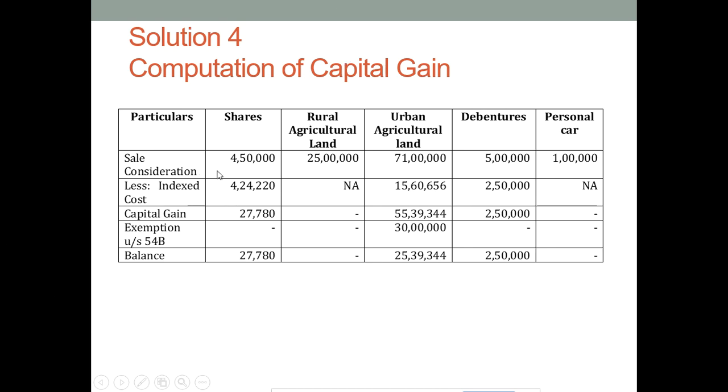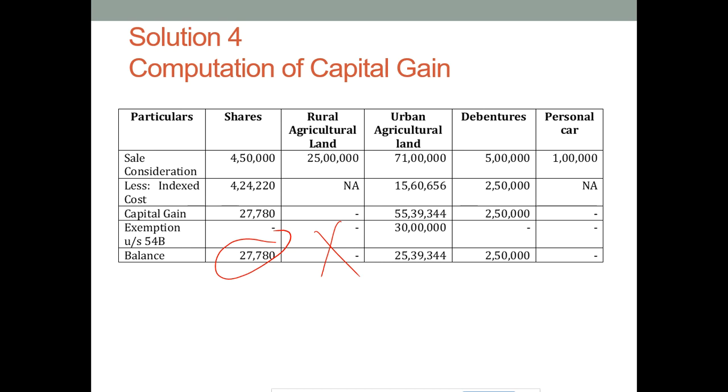Shares: sale consideration is 4,50,000. Since it is held for more than 1 year, he qualifies for indexed cost of acquisition, which is 4,24,220. Capital gains is 27,780, and there is no exemption. So the balance 27,780 is taxable. Rural agricultural land is not taxable, it is free. It is not a capital asset at all. So sale consideration is not taxable.